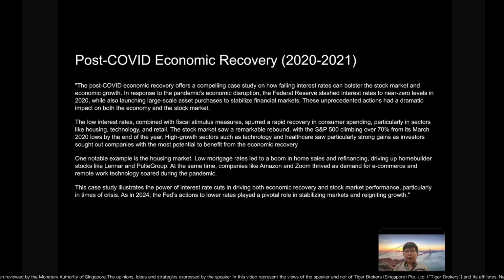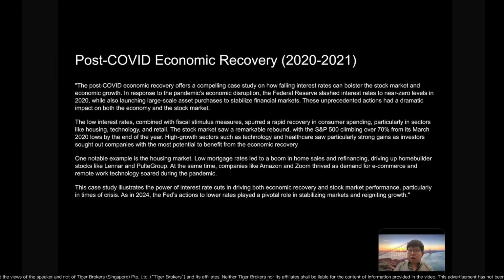So another case study is the post COVID economic recovery. We see the US stock market actually recovered very well, due to the falling interest rate. The US dropped the interest rate during COVID. At that time they stabilized the financial markets, leading to good economic growth in the economy and the stock market.